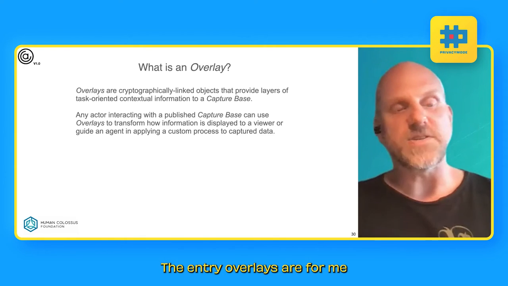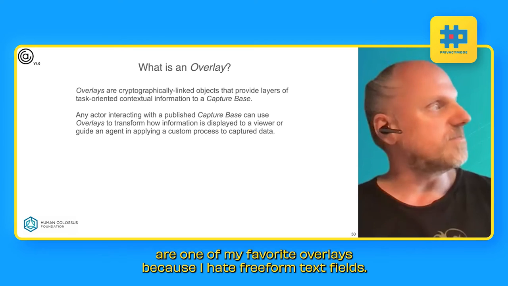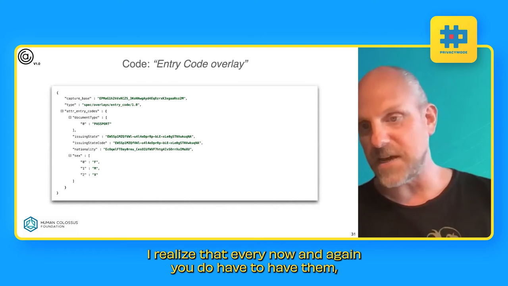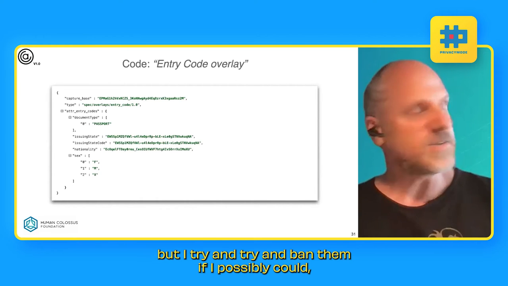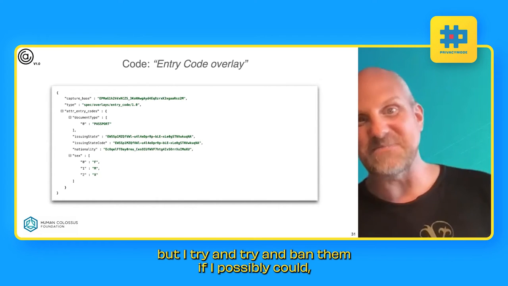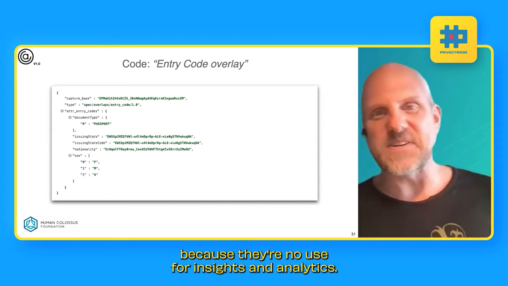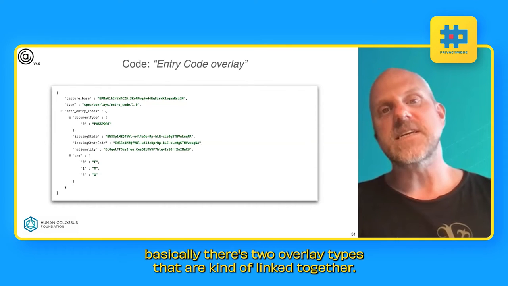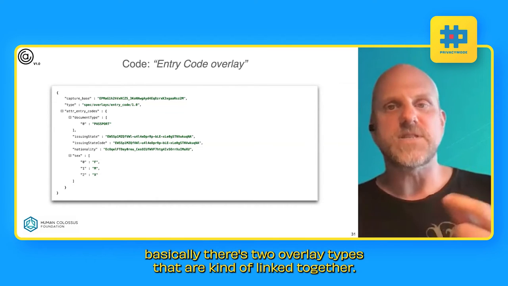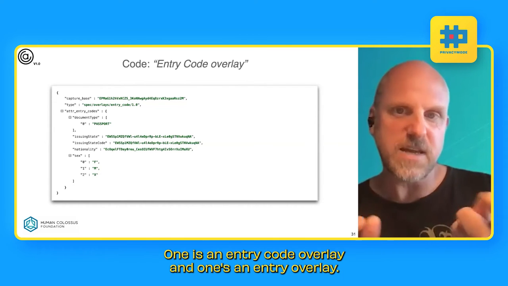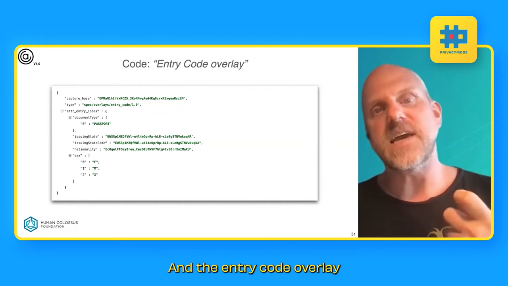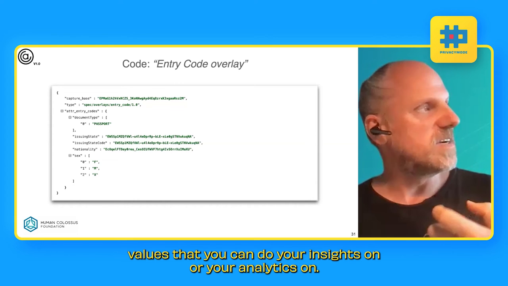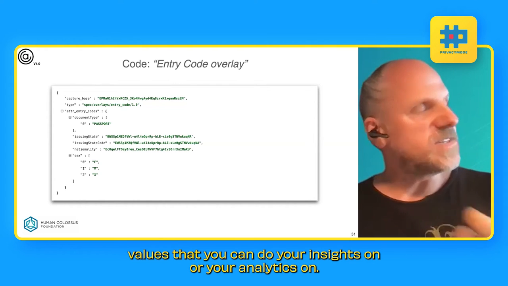The entry overlays are, for me, one of my favorite overlays because I hate freeform text fields. I realize that every now and again you do have to have them, but I try and ban them if I possibly could, because they're no use for insights and analytics. So basically, there are two overlay types that are kind of linked together. One's an entry code overlay and one's an entry overlay. And the entry code overlay is the coded values that you can do your insights or your analytics on.